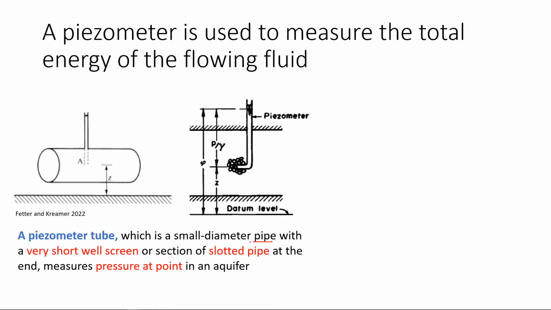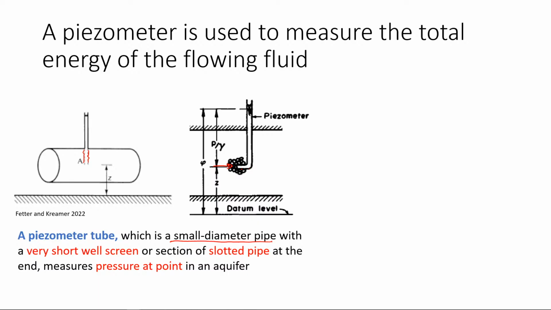It's a very small diameter pipe with a very short well screen. You see the well screen here is very short. That's the well screen, or a slotted pipe, a pipe with slots, holes in it, or in that case it is just open from here. A slotted pipe has holes in it, or it's open at the end, to measure pressure at the point.